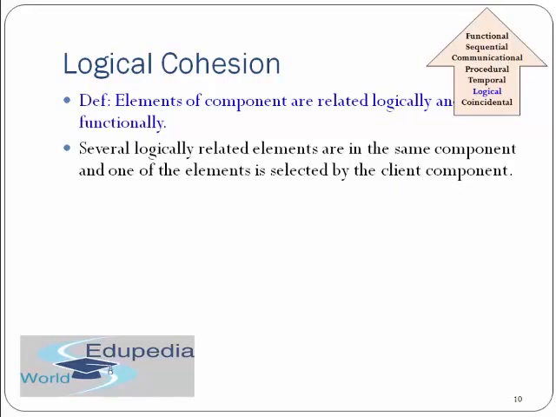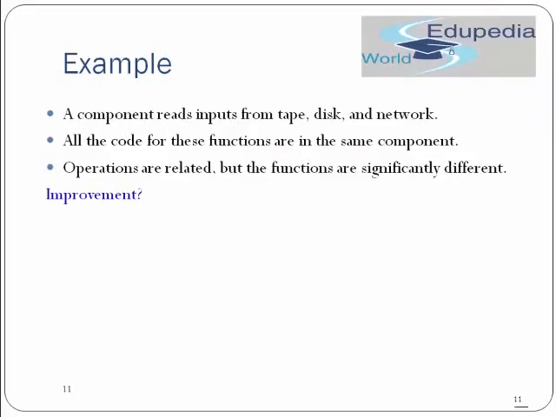So if we need to sequentially align them, we need to write them in a way that makes some logical sense. So that is about logical cohesion. The example is a component that reads inputs from tape, disk and network. Since there is a component reading input from these three, they should be kept in a single location, or in a single package.